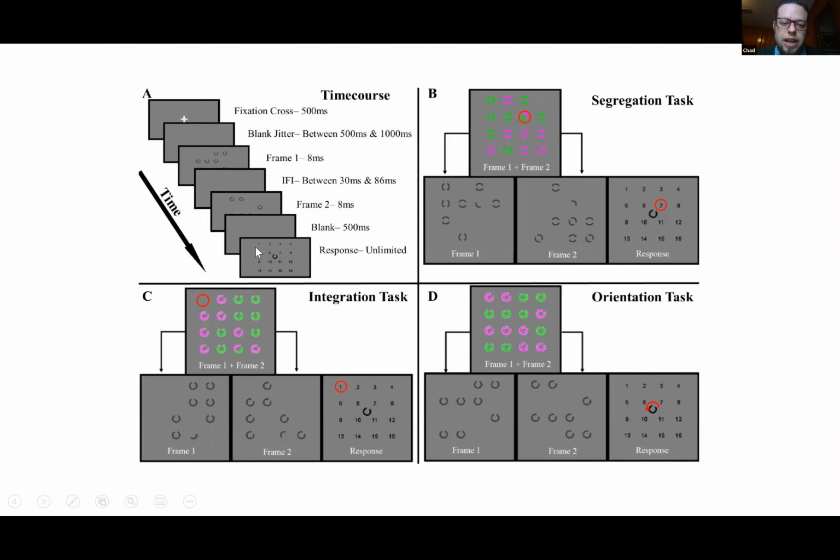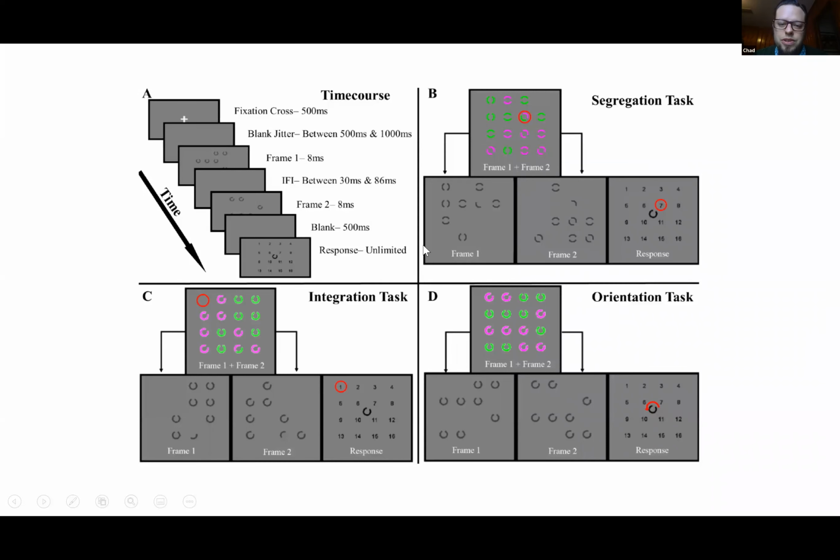Then they get a probe response screen. There are numbers where they can click on the quadrants to locate the missing or split element, depending on whether it's the segregation or integration task. There's a little probe element in the middle, and on the averaging trials we use the method of reproduction. They turn that stimulus using the mouse until it matches their memory for the average of the stimuli pooled over both frames. That's the averaging task, so it's going to require both frames.